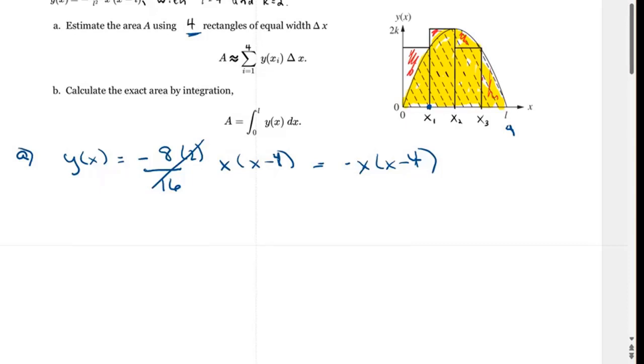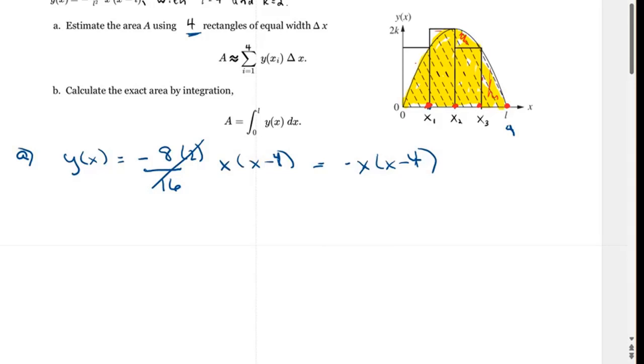and other parts are. This is called the right-hand rule, because what we're doing is we're making these rectangles. We're going to use the right side of the rectangle to find my values. And we also have a left-hand rule, and we also have a midpoint rule.